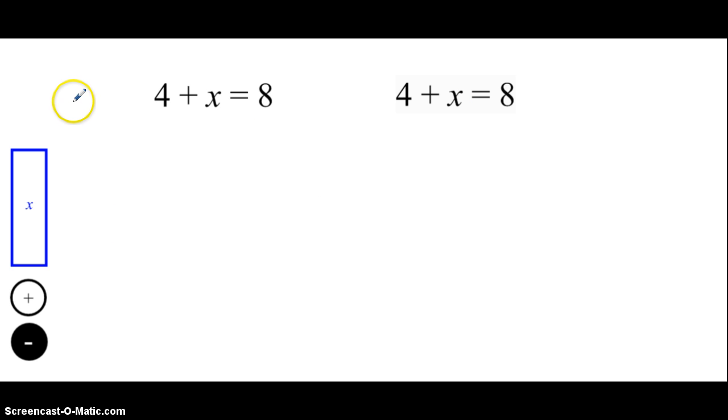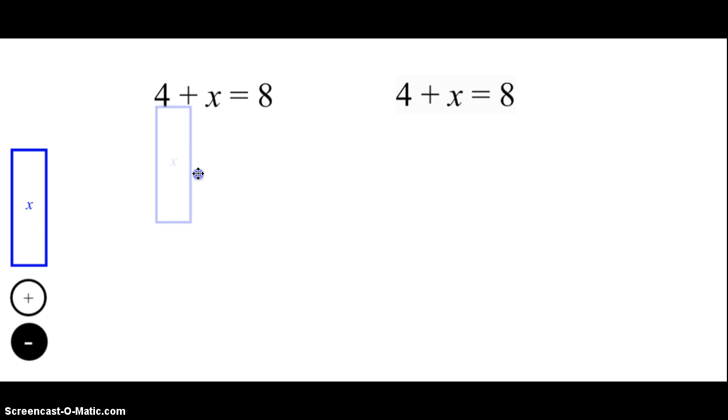Let's do one more example, and this one is 4 plus x equals 8. I gave you this one on purpose because I think it's important for you to understand that just because it's written a different way doesn't mean that you cannot solve it. So let's take a look at this one with the context of drawing a picture.